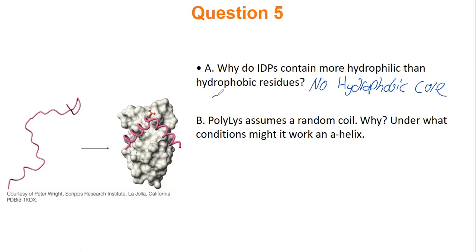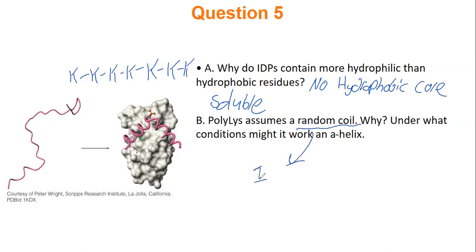And they want to be soluble. So to be soluble, you basically don't want hydrophobic residues. Now for B, polylysine. Polylysine means an amino acid chain made of nothing but lysine. That's what polylysine is. Polylysine will assume a random coil. If you ever see the word random coil, that means IDP. That means it's a part of a protein that does not have structure.